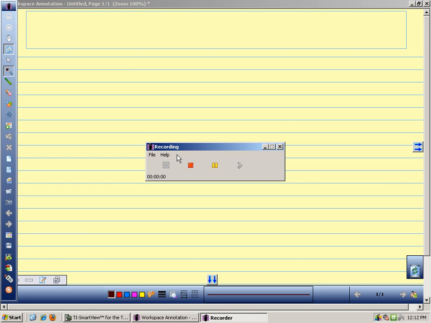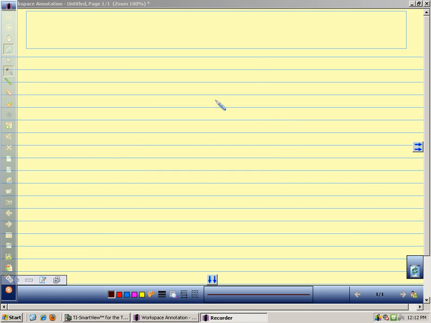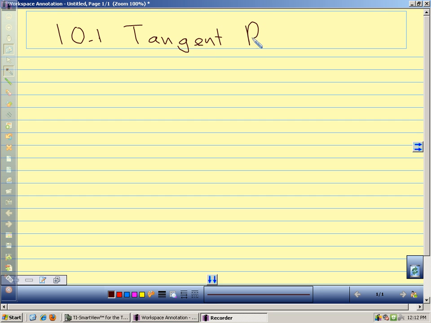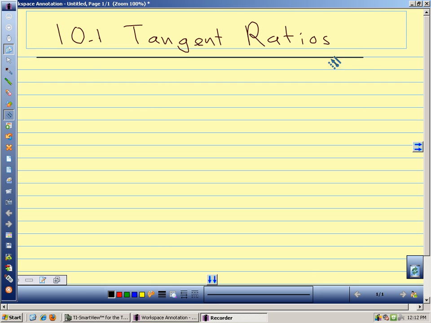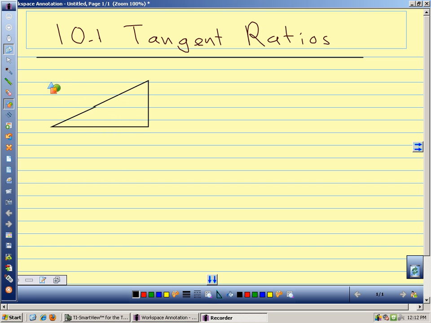All right, so we're in section 10.1, talking about trigonometry. Today we'll talk about tangent ratios. In our opener, we had a little introduction into what we were going to talk about. Trigonometry has to do with similar triangles.